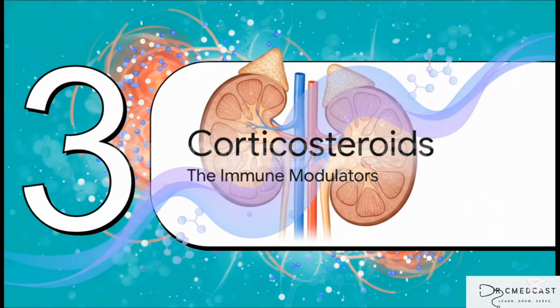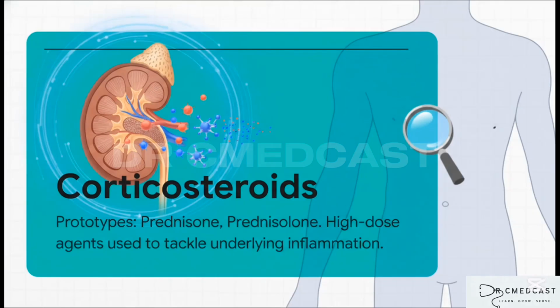If the problem is an immune system attack, we need to bring in drugs that can calm the immune system down. That's where corticosteroids come in. They are our primary immune modulators. The main drug class we use for immune modulation is, of course, corticosteroids. The prototypes you'll see everywhere are prednisone and its active form, prednisolone.